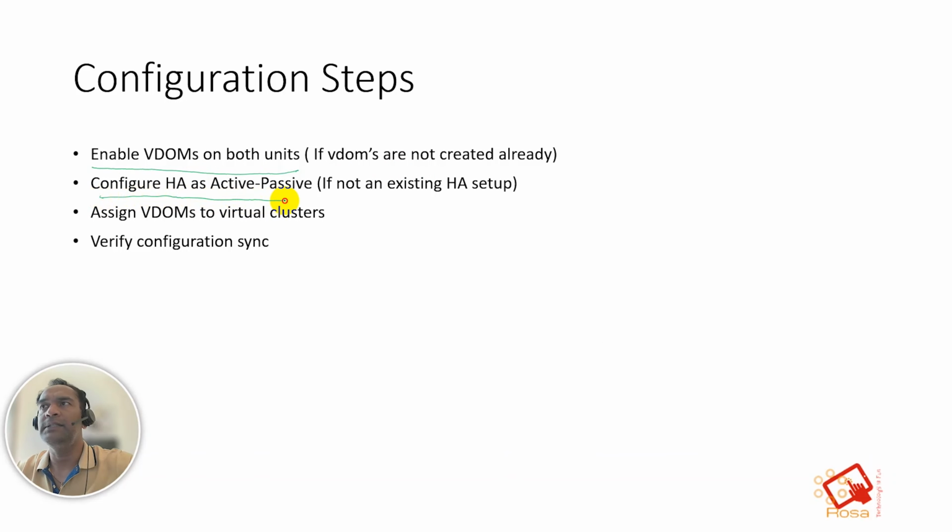Second, configure HA as active-passive if there is not an existing HA setup. That means if your device is not in an existing HA setup, you have to configure the device in active-passive. Third, assign VDOMs to the virtual cluster. Once this HA is configured, you have to assign the VDOMs to the virtual cluster and then verify the configuration sync. So these are the main 4 steps for the configuration of virtual clusters on a FortiGate firewall.